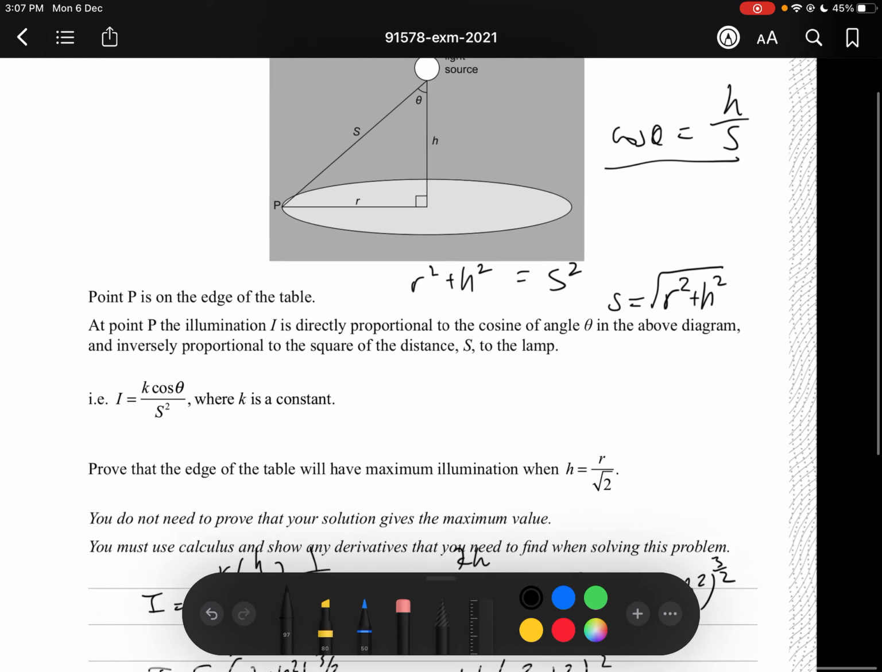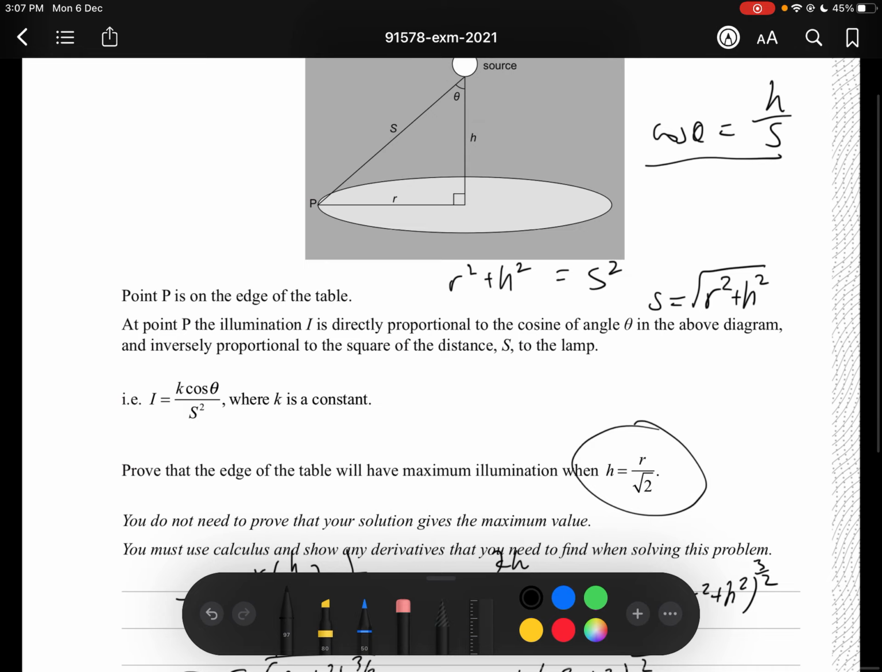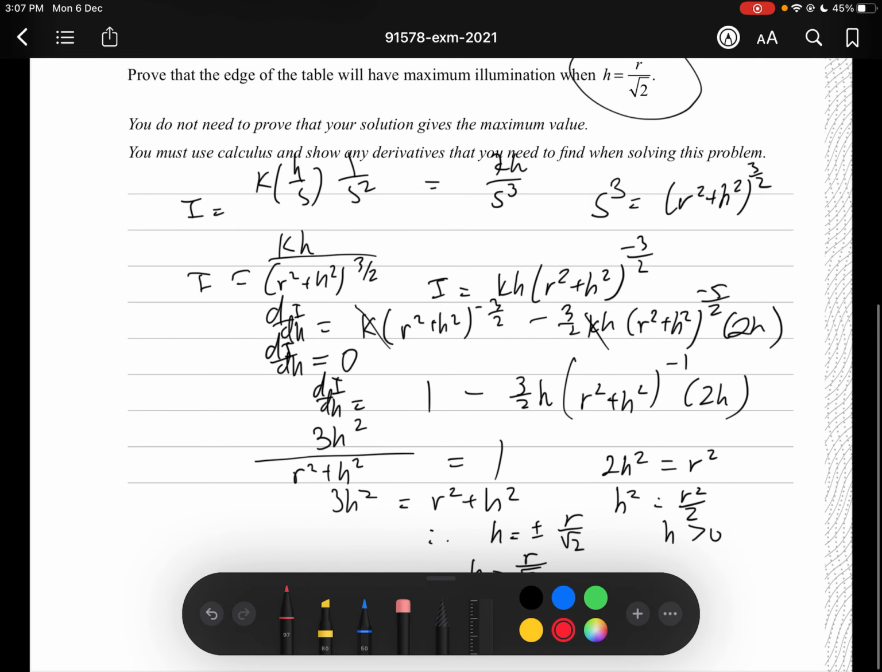And that is our final answer, which matches the answer of h equals r over root 2. And this will be an excellence level question. To get a merit grade should be a correct derivative. That should be around this point here. And if we can get the correct expression for I in terms of h only, that should be an achieved grade.